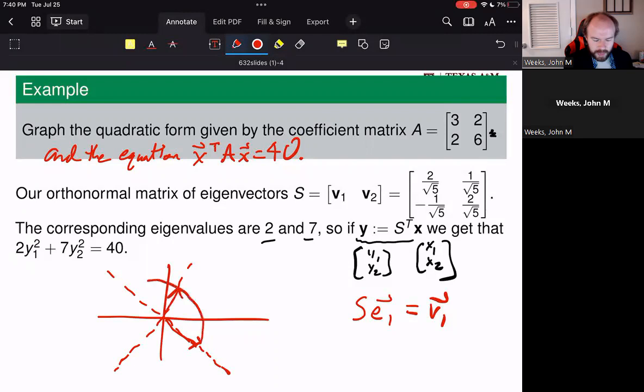If I were to just quickly graph what this matrix would look like, then I would get an ellipse that looks a little bit like this. So this would be my graph for this quadratic form given right here.